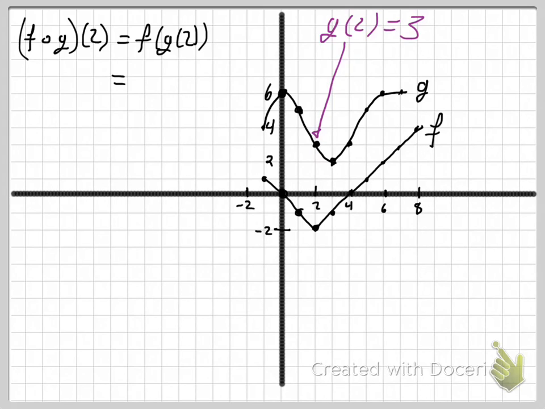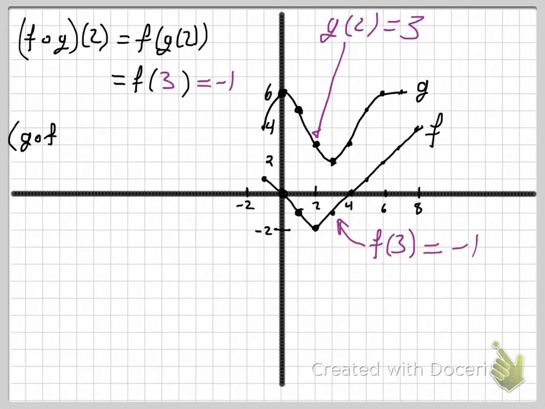So we're going to replace g of 2 with 3, so now I'm going to ask you what is f of 3. Okay. So now we go down to the bottom function, and we're looking at 3, and I want to know what's the output. The output appears to be negative 1. So when we plug in 3, our output is going to be negative 1. Okay. We'll do one more.